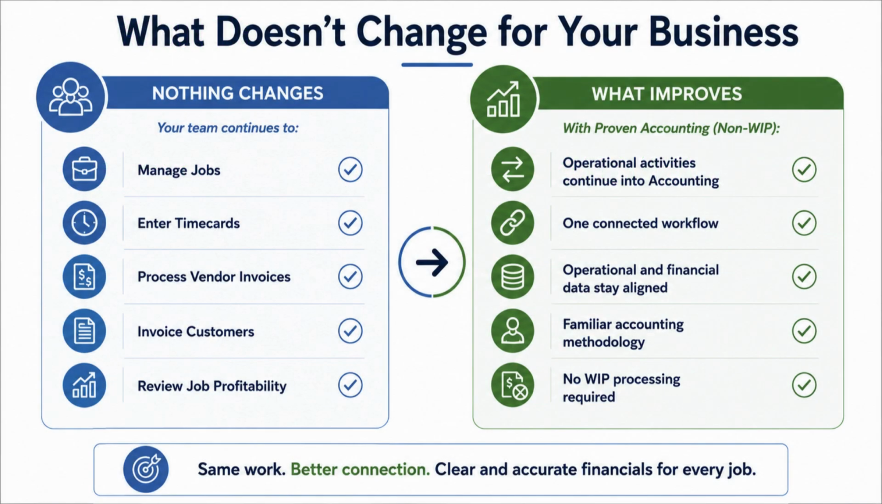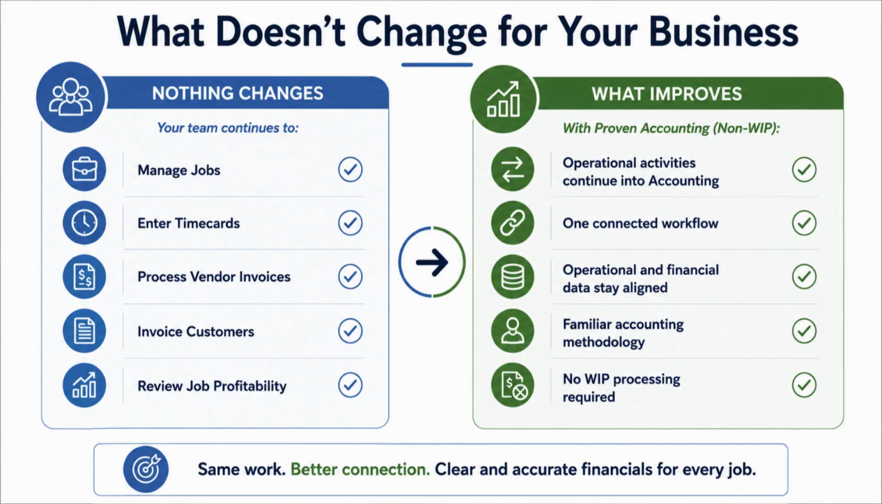Although the accounting method changes, your day-to-day operations remain very familiar. You'll continue managing jobs, tracking job costs, entering time cards, processing vendor invoices, invoicing your customers, and reviewing job profitability. The primary difference isn't how your team works. It's what happens after those transactions are created. Instead of simply exchanging information between your job management and accounting systems, those operational activities become a part of a single accounting workflow designed specifically for Proven jobs.